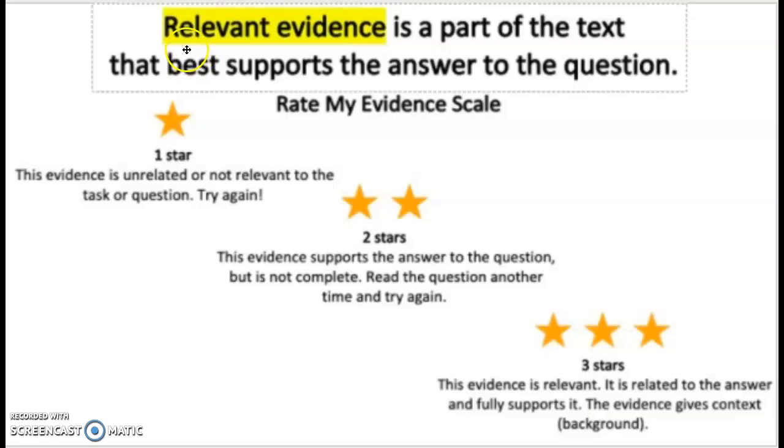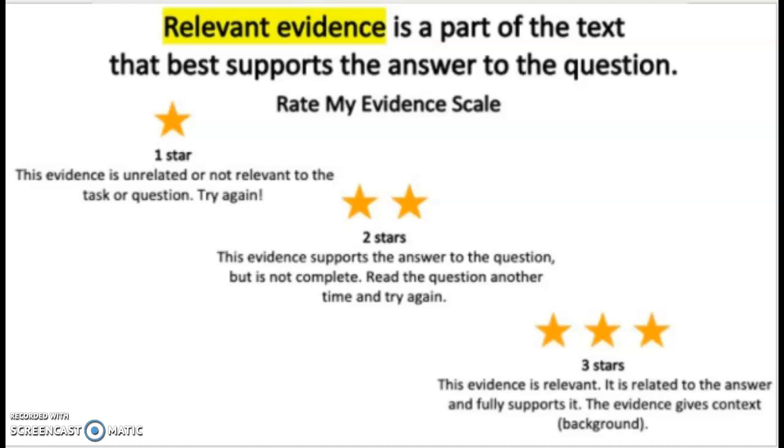So when we talk about relevant evidence, we're talking about a part of the text that best supports the answer to the question. So if you're ever asked to choose the best evidence or find evidence, we're always finding evidence that supports your answer the best or most fully.